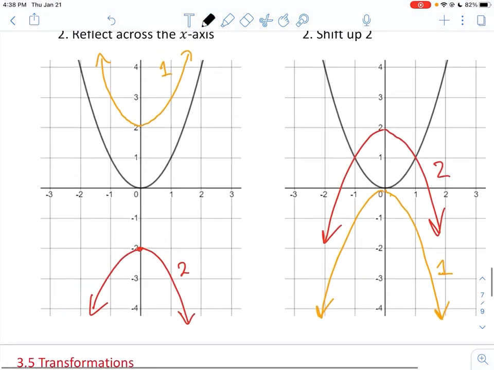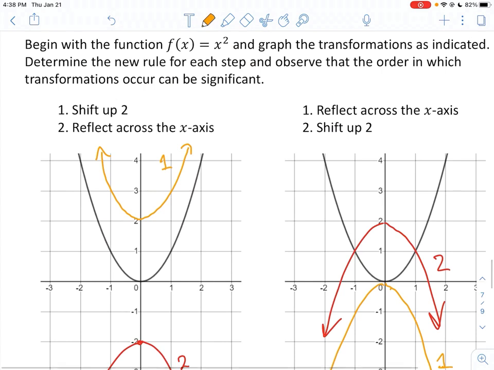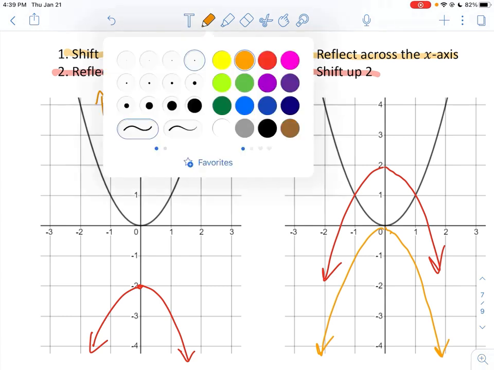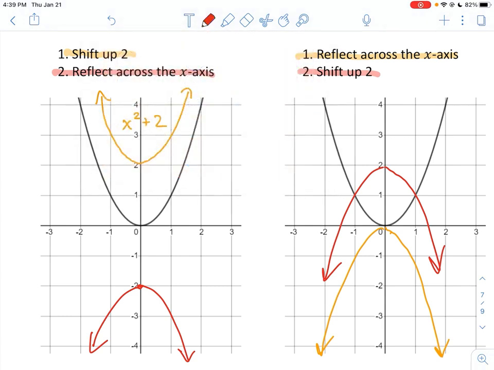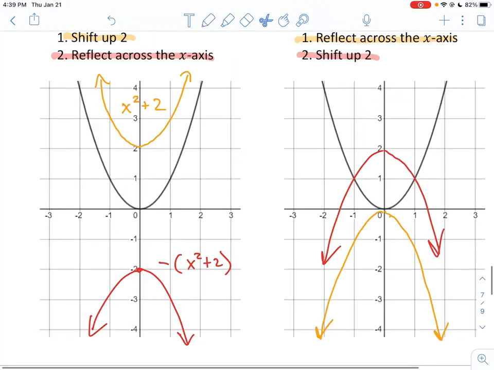Now in the first case, let's go ahead and show you what the rules would be for each color along the way. So if I started with x squared and I shifted up 2 first, then this orange one is x squared plus 2. That is the rule for the orange. I'm going to get rid of these step numbers. But if you want to reflect the orange across the x-axis, then you need to negate the rule and make sure you negate the entire rule. So this one should be the negative of x squared plus 2. That's how you take x squared plus 2 as a rule and reflect it. You negate the entire thing.